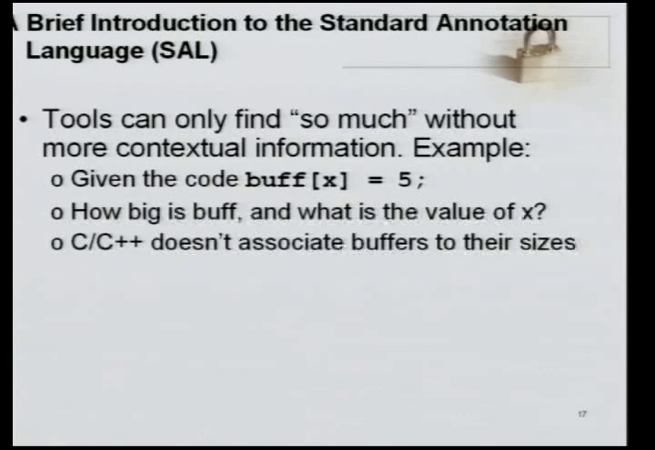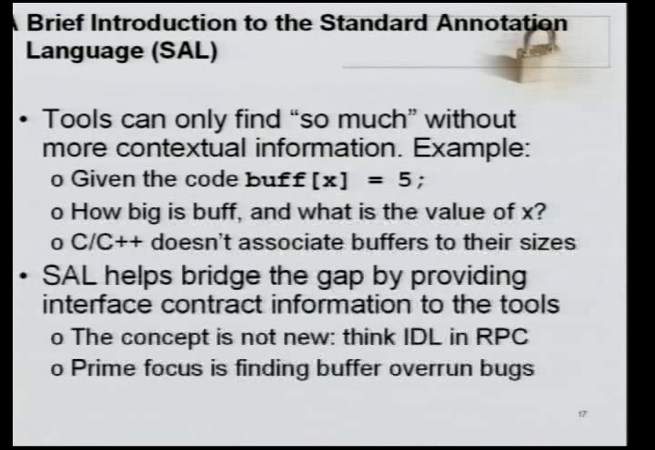And so the problem is that C and C++ code really doesn't have any way to easily identify that. SAL helps bridge the gap by allowing developers to annotate relationships between things, saying this element of this structure is really the size of the rest of the structure, or this second parameter is really the number of elements in the array that's passed in the first parameter. It's not a brand new concept.